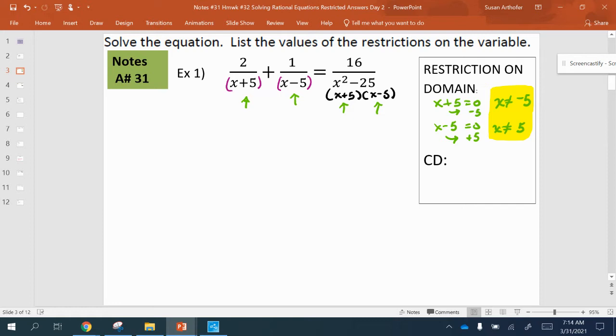Okay, so now the next thing we need to do is find the common denominator. Well, you remember how to find that before. It's one of everything. So I need x plus 5. I need the next one, x minus 5. And I already have the x plus 5 and x minus 5, so I do not repeat it.